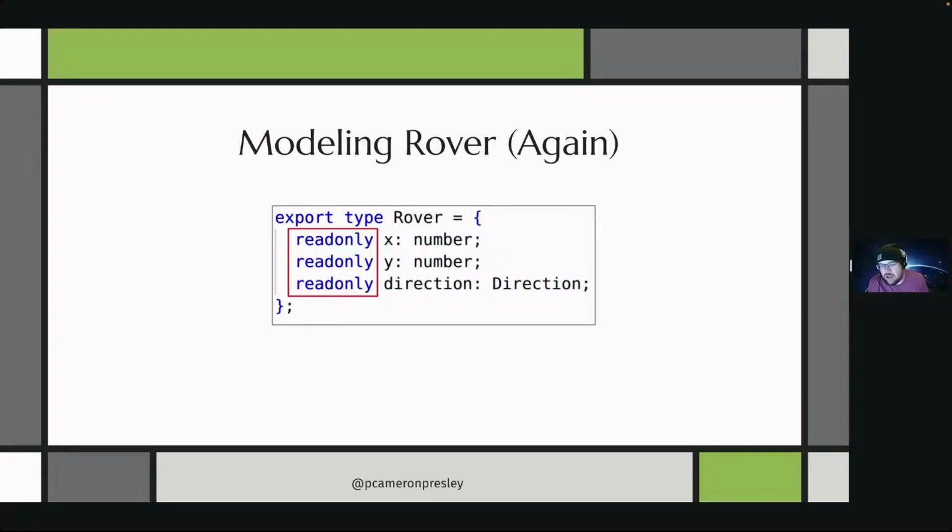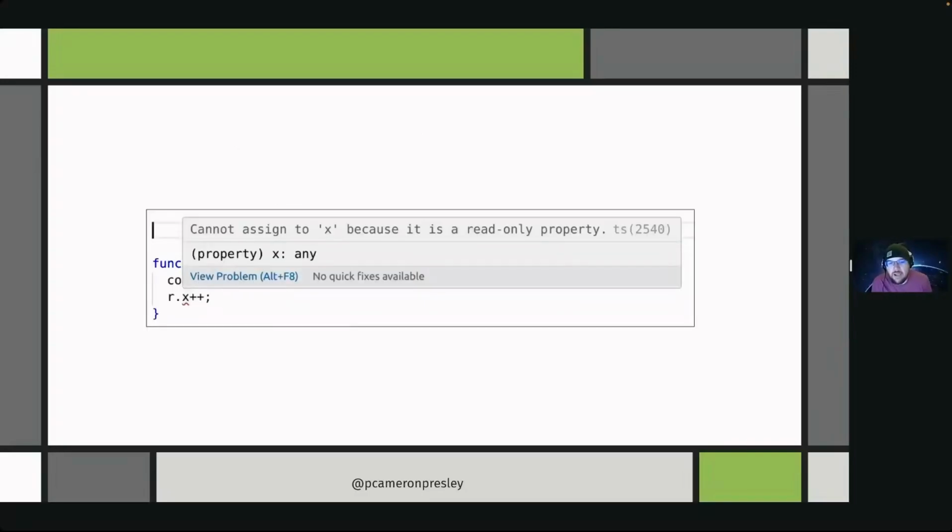Remember that function we just had about log rover and how the compiler was totally happy and there were no problems with it? We had to know something was wrong. The compiler doesn't like it anymore because it says, hey, wait a minute, you're assigning a new value to X because you're incrementing it, and X is read-only. You can't do that. Ooh, okay. So I can't compile anymore.